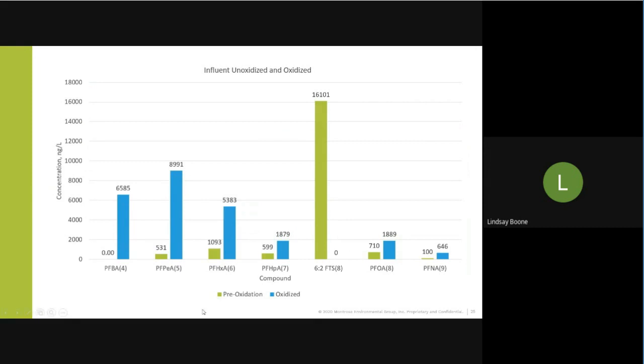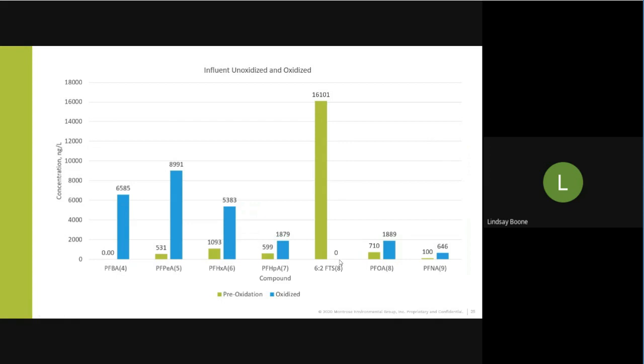So what this chart shows on the x-axis is you have all the measurable PFAS compounds that were present in an influent, both in the unoxidized and oxidized sample. The y-axis is your concentration in nanogram per liter. The pre-oxidized sample is in green. So you can see 6,2 FTS was around 16,000 part per trillion before oxidation. After oxidation, it decreased to 0, which makes sense because I forced everything to those shorter chain PFAS that we can measure. The fact that this went to 0 also, as a chemist, lets me know that my reaction has gotten to completion.